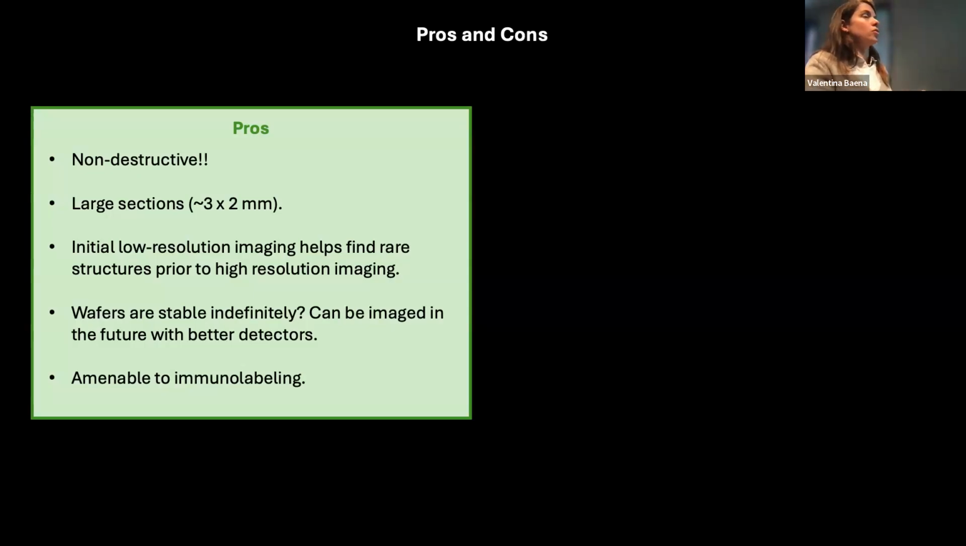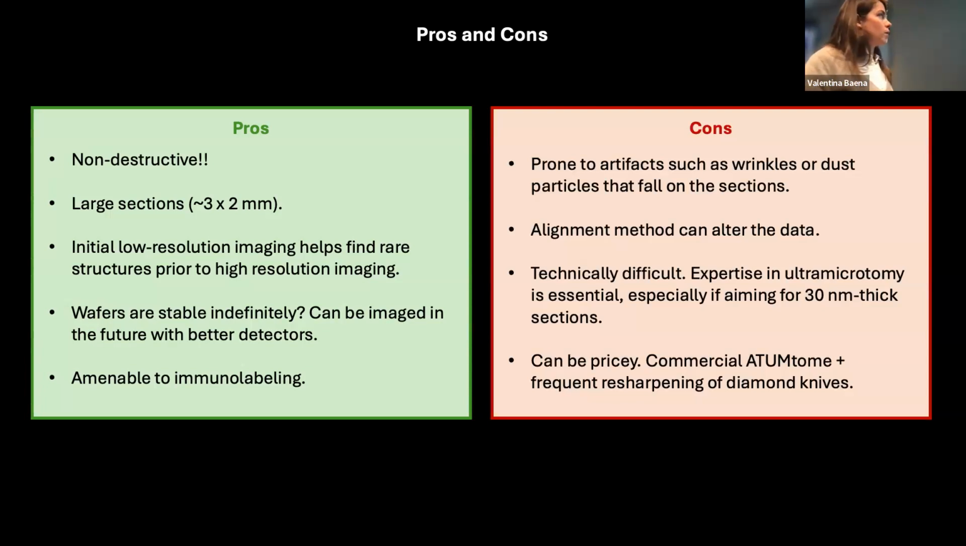The sections can also be large. It really is limited to the width of your diamond knife blade. So 2 to 3 millimeters in diameter, that's pretty large. Then you can take those large sections and do low resolution mapping imaging runs. That can help find rare events, rare cells that can then be specifically targeted for high resolution imaging. And again, since the wafers are presumably stable indefinitely, they can be imaged in the future with better detectors, which is what we're seeing today. Something else interesting is that the sections on tape are amenable to immunolabeling, and the second half of my talk is going to talk a little bit about that.